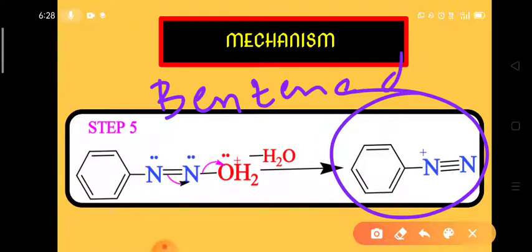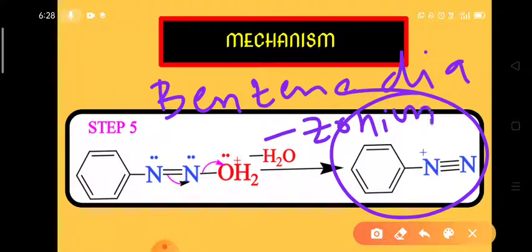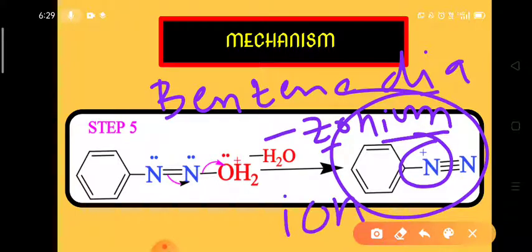Here, azote means nitrogen gas. So, as the two nitrogen atoms are present here, we use the prefix diaz, and as the positive charge is present here, we put the suffix onium. So, that's why this ion is called the benzene diazonium ion.